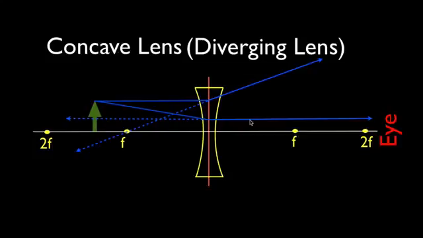Now the third one we can draw goes right through the center, and we drew the same thing for the convex lens. It goes right through the center, it doesn't refract, it doesn't bend, it goes right through the center like that.